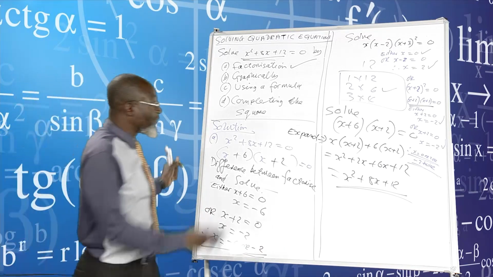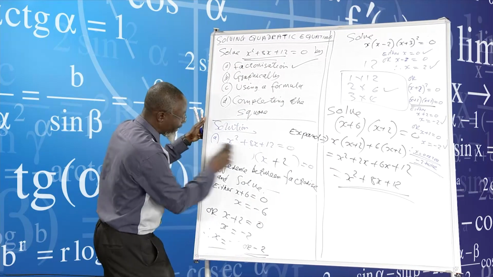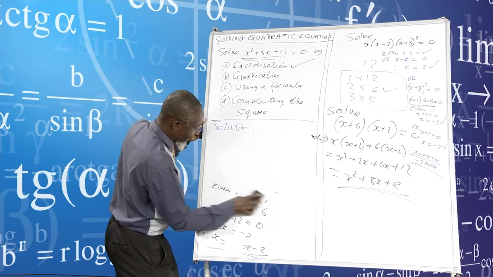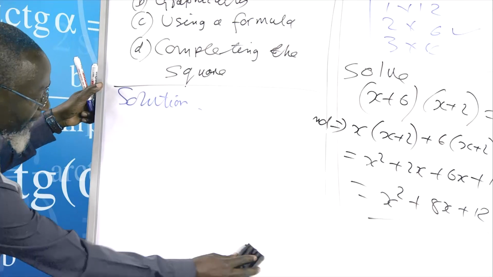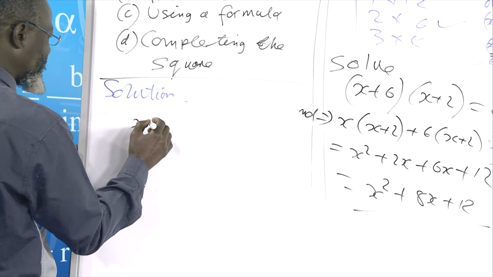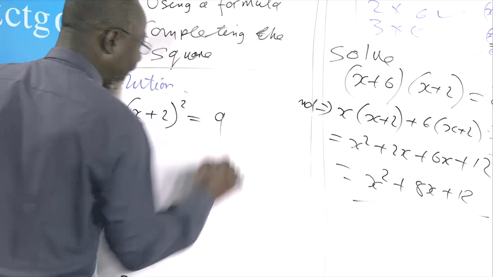Where do we use them? We have to apply them. So where can I rub? I think I can actually rub this part. And then say, given for example, x plus 2 squared is equal to 9.